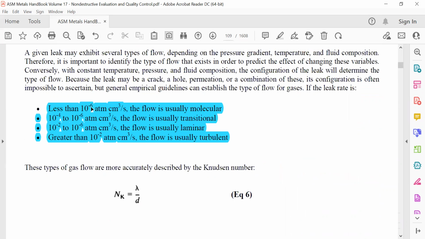Less than 10 to the power minus 6 atmosphere cubic centimeter per second, the flow is molecular. 10 to the power minus 4 to minus 6 atmospheric cubic centimeter per second, the flow is usually transitional. 10 to the power minus 2 to minus 6 atmospheric cubic centimeter per second, the flow is usually laminar. Greater than 10 to the power minus 2 atmospheric cubic centimeter per second, the flow is usually turbulent.